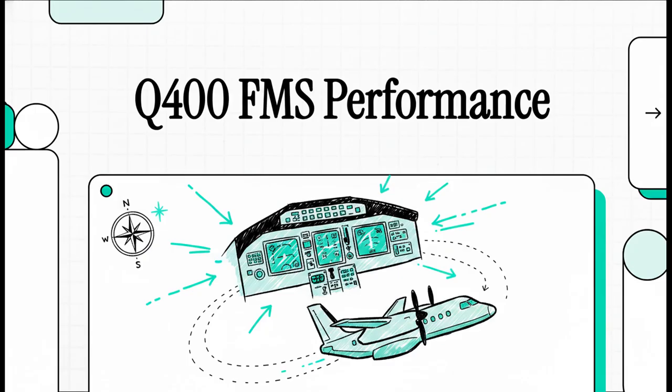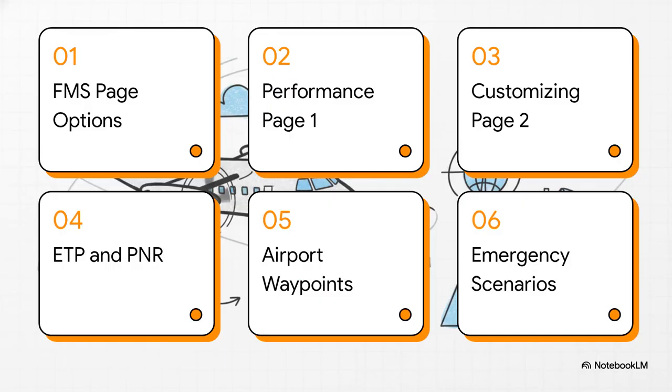We are jumping right in to set the stage for mastering a truly critical system in the cockpit. We're talking about the Bombardier Q400 flight management system, specifically the performance pages. If you're looking to perfectly navigate that FMS interface without getting bogged down in the weeds, well, you're in exactly the right place.